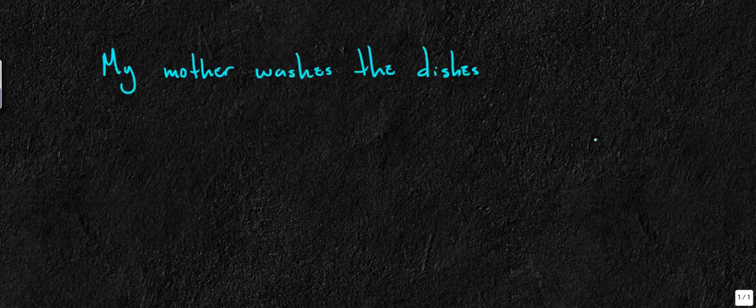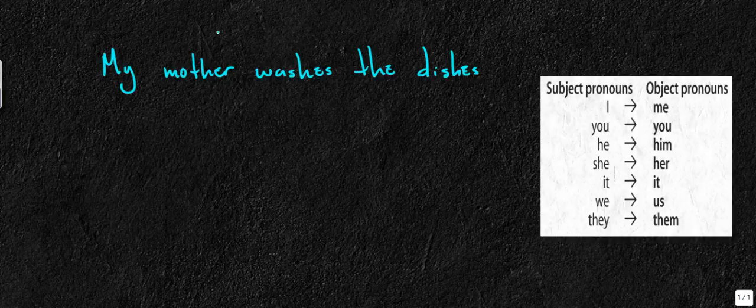Okay. So we're going to write the sentence, my mother washes the dishes. And I'm going to give you here the list for the subject and the object pronoun. All right, so if I want to substitute the subject of this sentence, which in this case is my mother, the subject would be she. All right, so for my mother, I would say she. Then the verb would stay the same, washes.